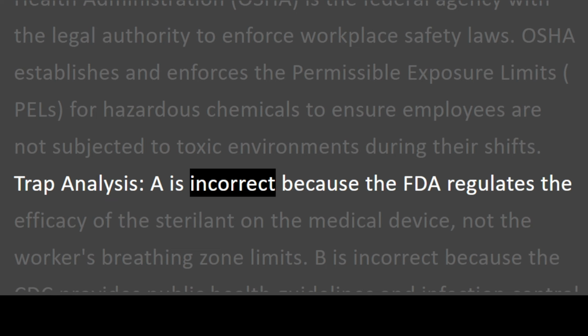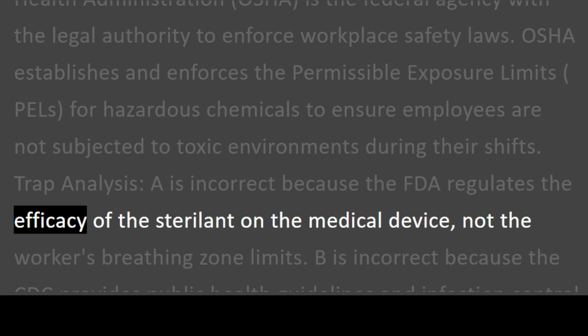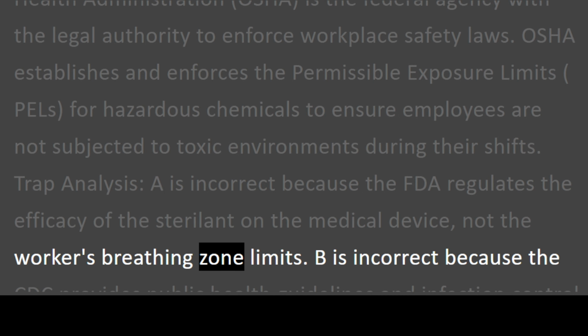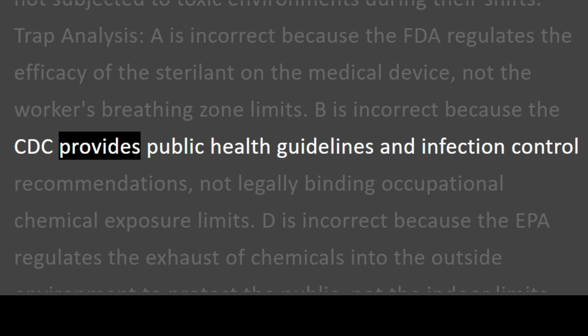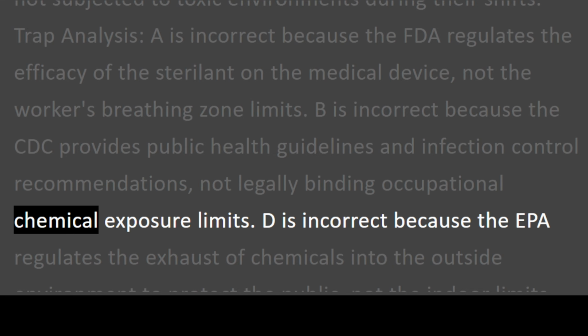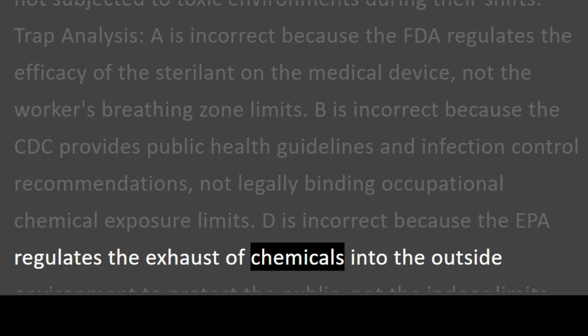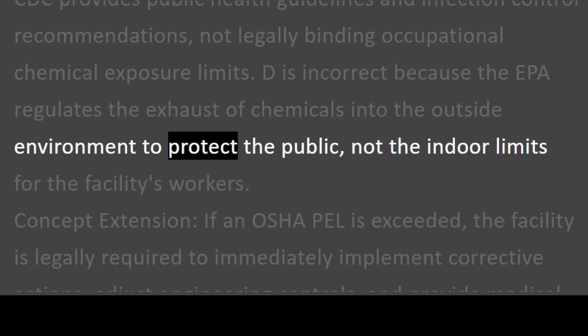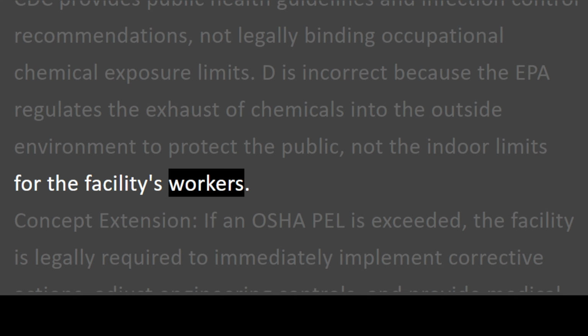A is incorrect because the FDA regulates the efficacy of the sterilant on the medical device, not the worker's breathing zone limits. B is incorrect because the CDC provides public health guidelines and infection control recommendations, not legally binding occupational chemical exposure limits. D is incorrect because the EPA regulates the exhaust of chemicals into the outside environment to protect the public, not the indoor limits for the facility's workers.